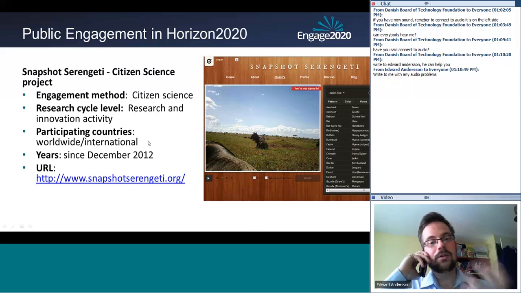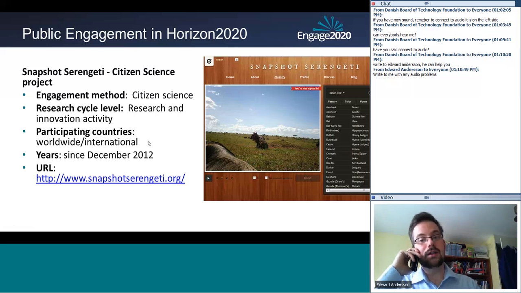And Snapshot Serengeti is one example. They managed to process a huge amount of very valuable data and add to research processes. But people are doing exactly the same thing with ship's logs from the 1800s, cancer cells, war journals from the First World War. And this is really helping a tremendous amount of research processes. Citizen science, and especially the online platforms, are very convenient. They allow people who would never have time to get involved in other ways to participate.